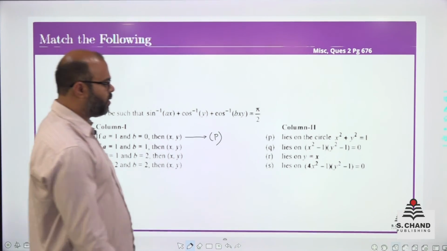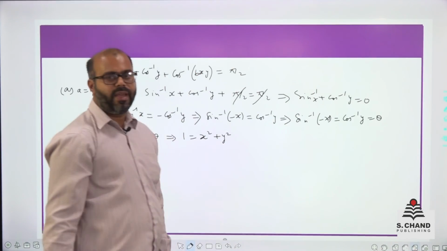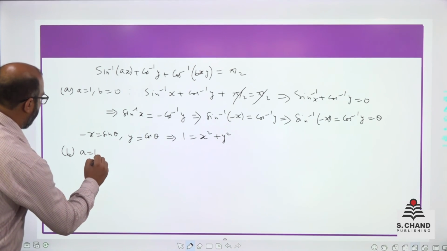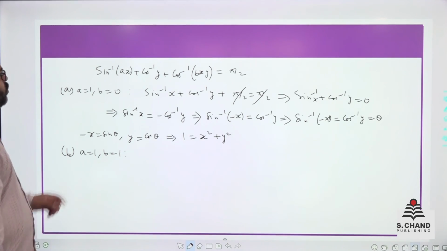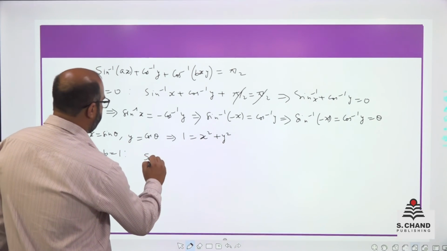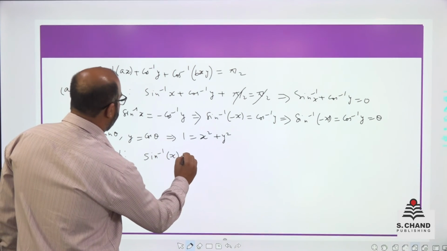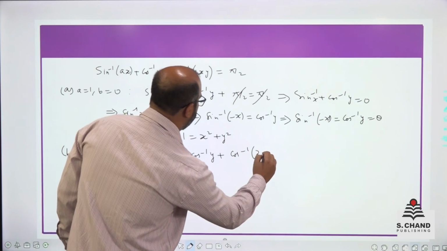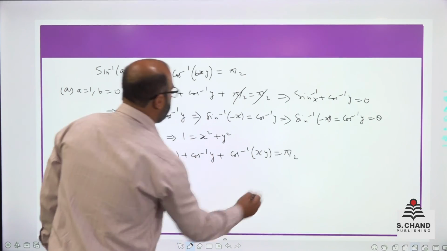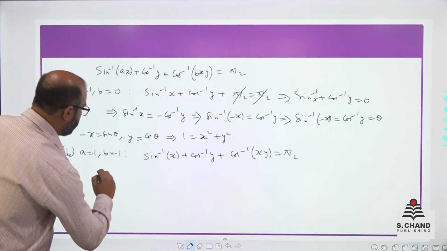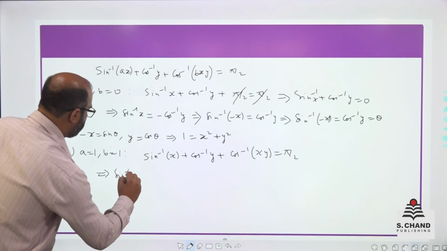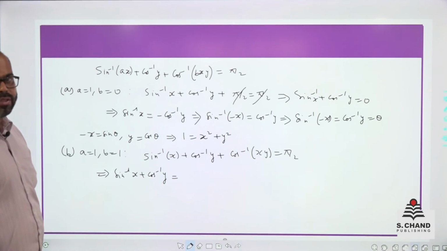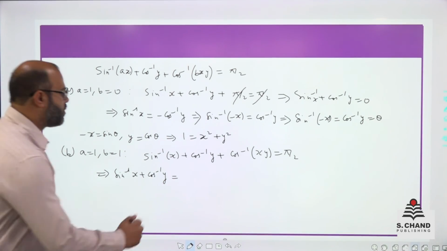If A1, B1. Next one says if A is 1 and B is 1. So in that case, sin inverse x plus cos inverse y plus cos inverse of xy is equal to pi by 2. Now let us take on the right hand side cos inverse xy. So sin inverse x plus cos inverse y is equal to pi by 2 minus cos inverse xy, which will be sin inverse xy.